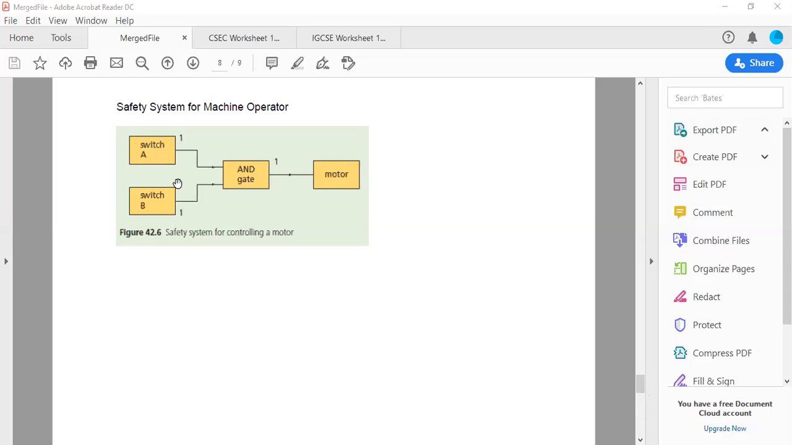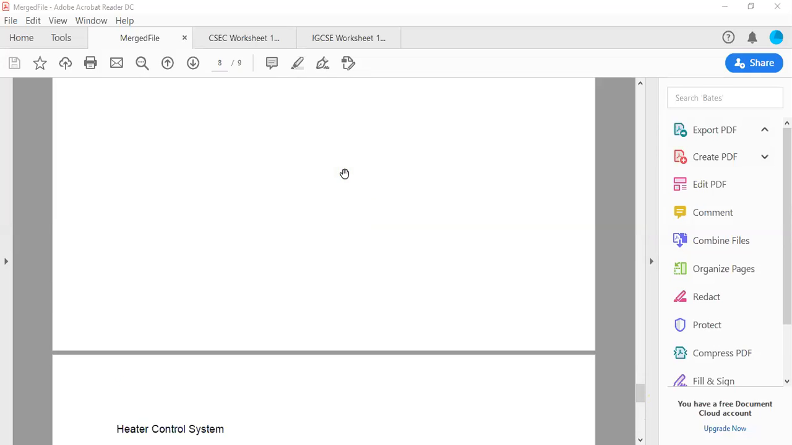So that means that both switches, which would have been this push button or the start button, sorry, and the guard, both of them would have to be on in order for the motor itself to come on. And that's a function of the AND gate, because 1 and 1 will give you an output of 1 for the motor to come on.